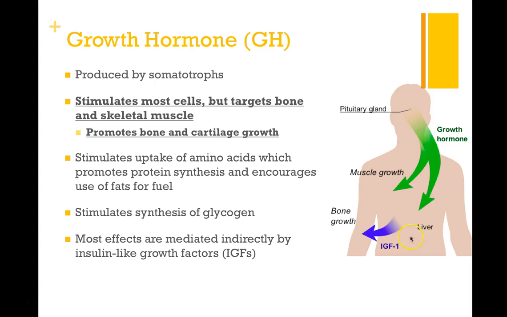And so in this figure, we can see that your pituitary gland, specifically the anterior pituitary gland, would secrete that growth hormone that would go over to your muscles. We would also get a signal sent over to your liver, and it'll stimulate this IGF-1, insulin-like growth factor, that will then go over and stimulate bone growth.